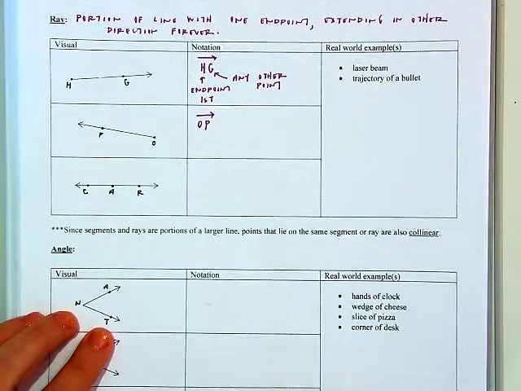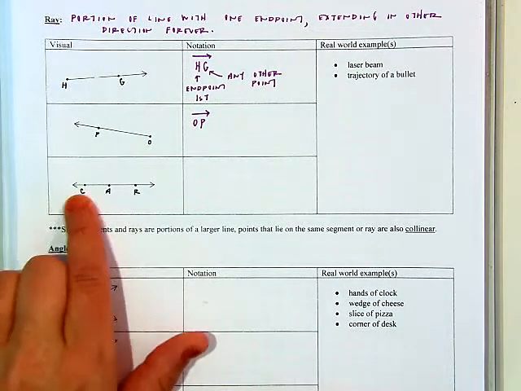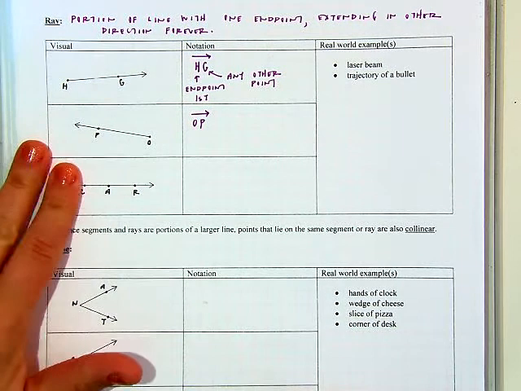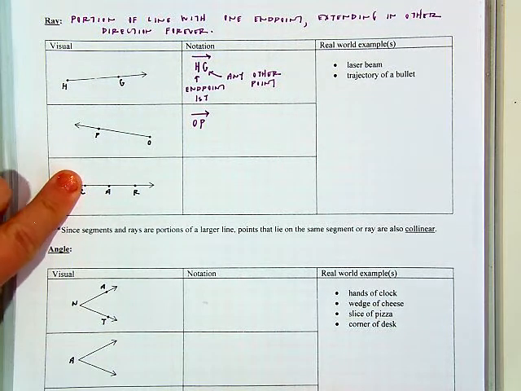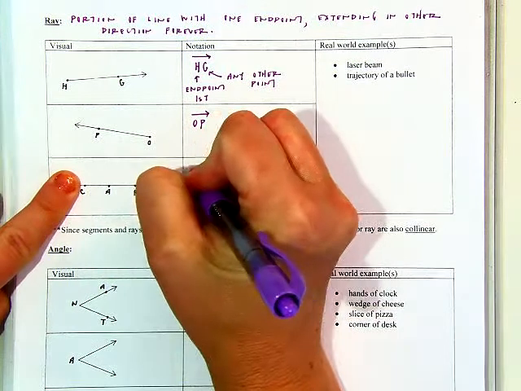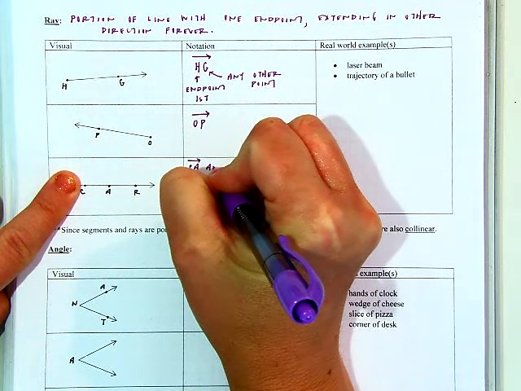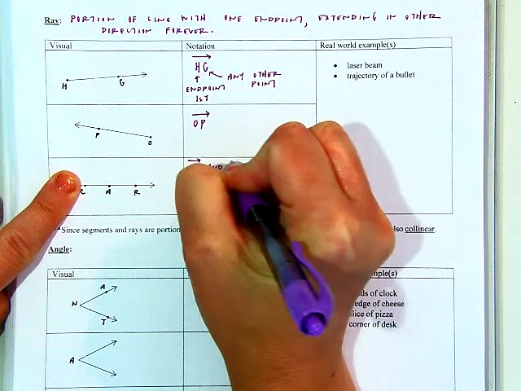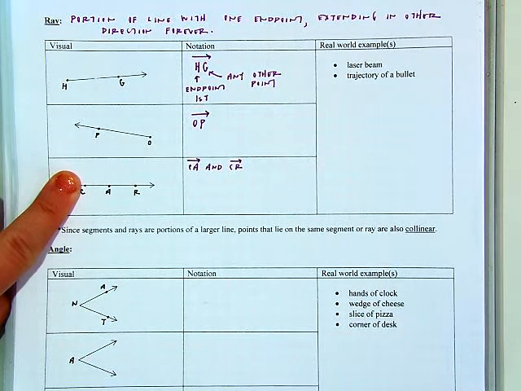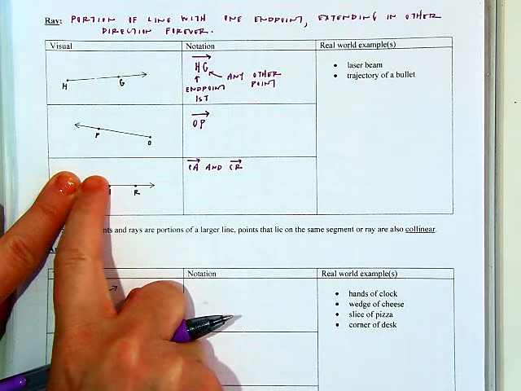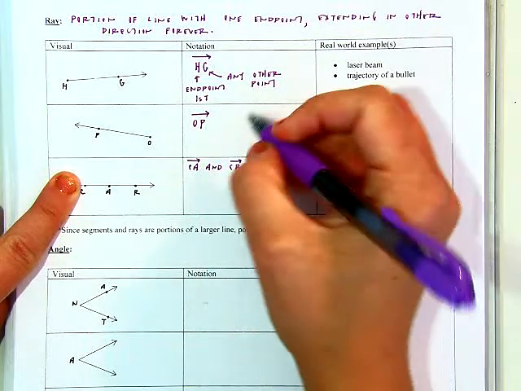Okay, and then here, one more example. I just drew a line like this. And what I wanted to show you, I'm going to block out this part and picture C as an endpoint. I wanted to show you that CA, arrow to the right, and CR, arrow to the right, are the same ray. Because it's the same endpoint, it's just showing that it goes in this right-hand direction forever.